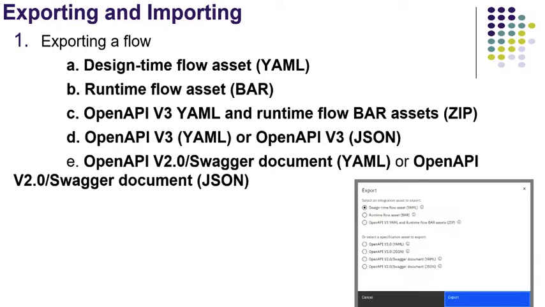In your App Connect Designer, in order to export and import your flows so that you are able to share them with the users who want to use that particular flow within their integration solutions, you can export the flow using the design time flow asset as a YAML file, runtime flow asset as a BAR file, OpenAPI version 3 YAML or OpenAPI version 3 JSON, and the last ones are the OpenAPI version 2 Swagger document YAML file or the Swagger document version 2 JSON file.